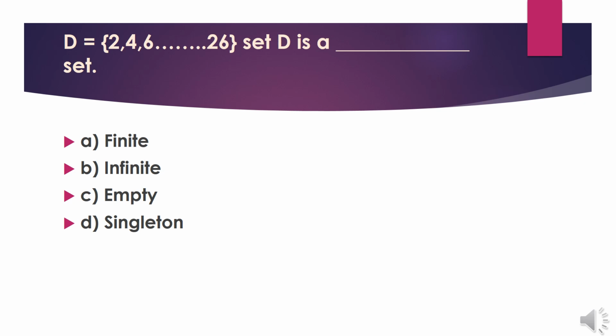D is equals to 2, 4, 6. Set D is a dash set. A finite, B infinite, C empty, D singleton. Answer: A finite.